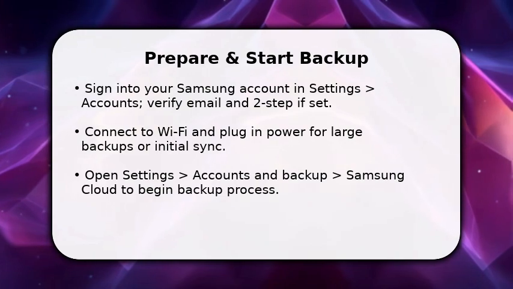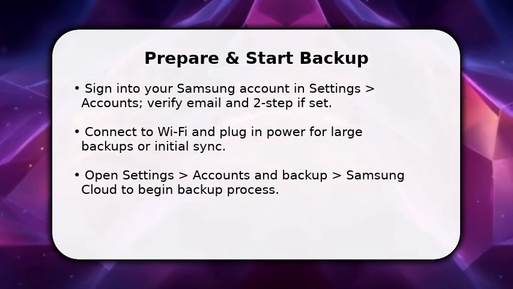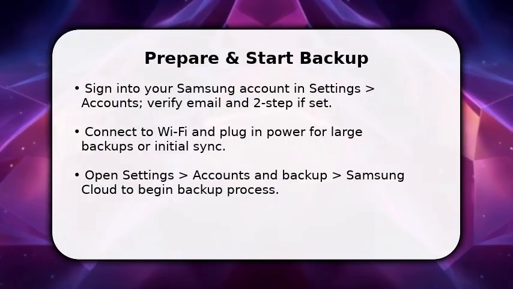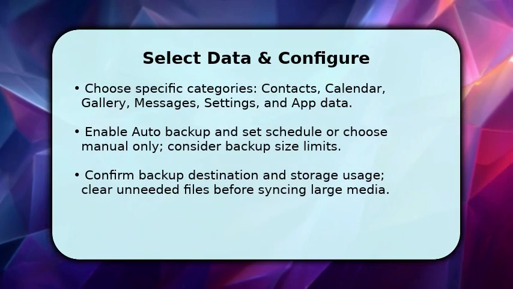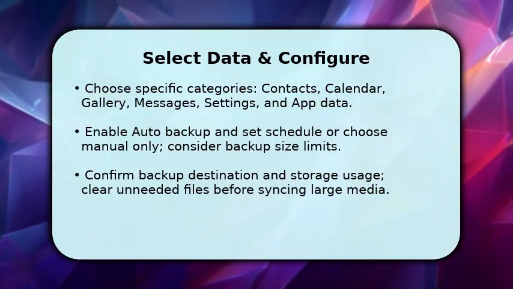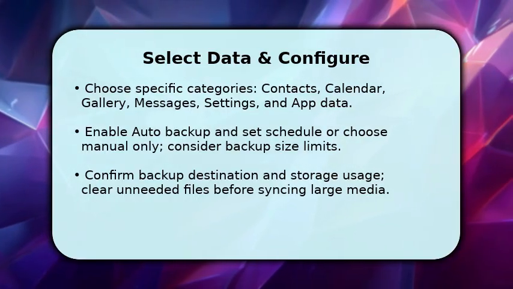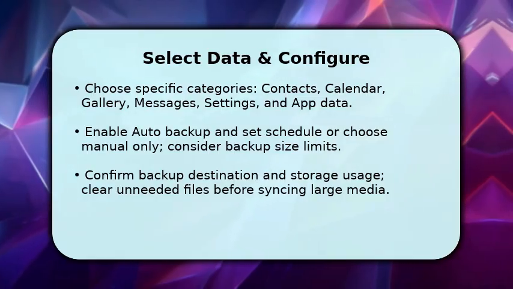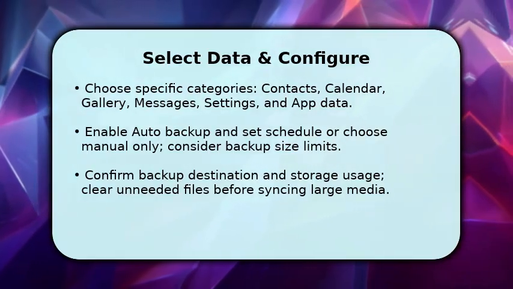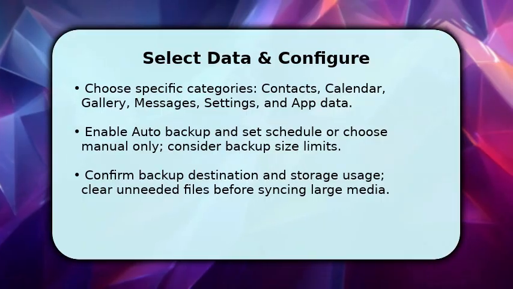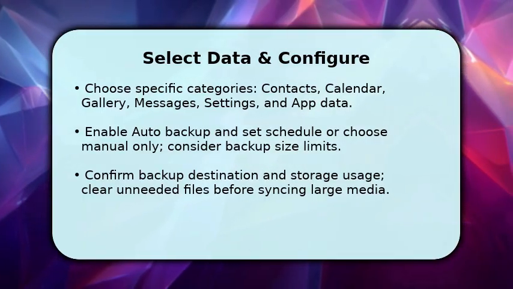Now you select exactly what to store so backups stay efficient. Tap each category, Contacts, Gallery, Messages, and App Data, and enable the toggles for items you want backed up. Once done, decide if auto backup fits your routine. Enabling it saves changes automatically, while manual gives control over data usage.